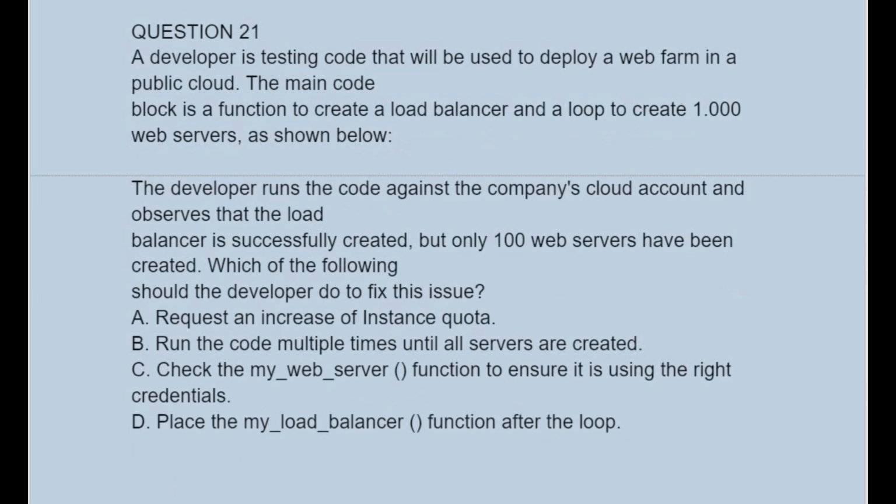Question is, a developer is testing code that will be used to deploy a web farm in a public cloud. The main code block is a function to create a load balancer and a loop to create 1,000 web servers, as shown below. The developer runs the code against the company's cloud account and observes that the load balancer is successfully created, but only 100 web servers have been created. Which of the following should the developer do to fix this issue?